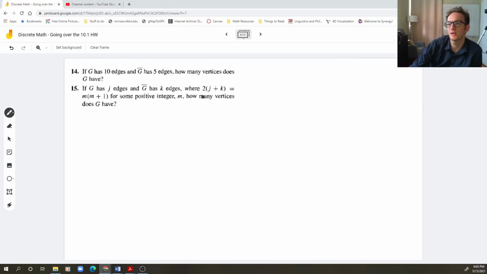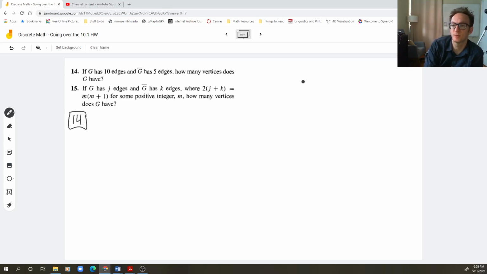All right, moving right along here. Fourteen says, if G has 10 edges and G complement has 5 edges, how many vertices does G have? So this is just an application of what we just proved, right?